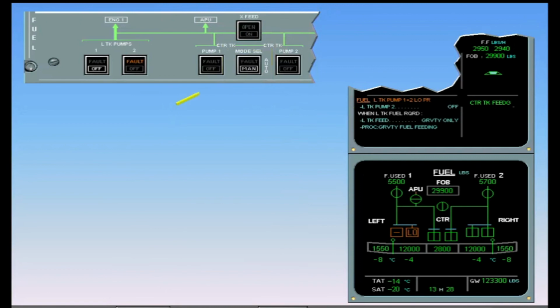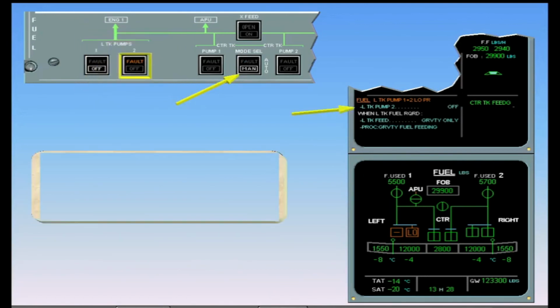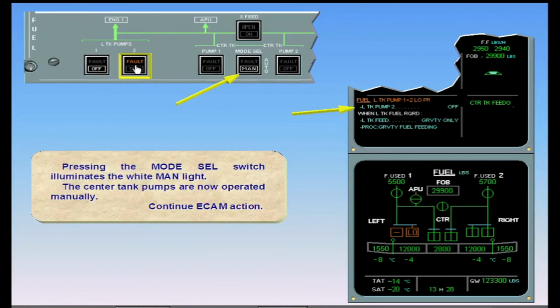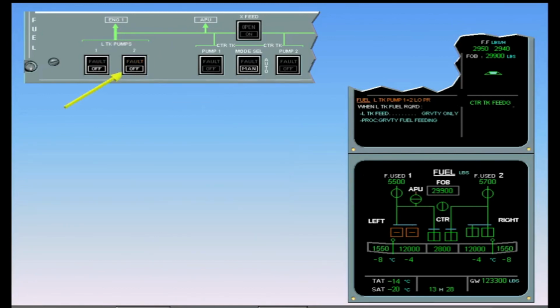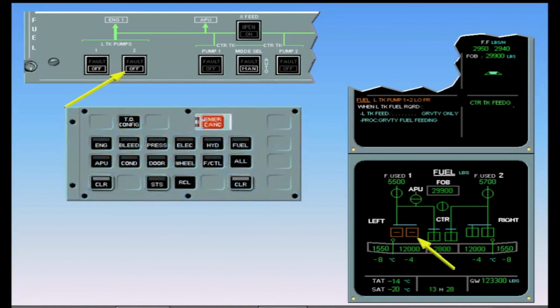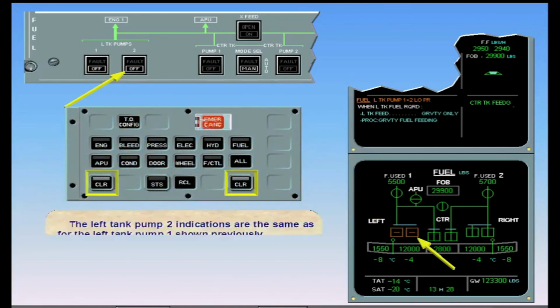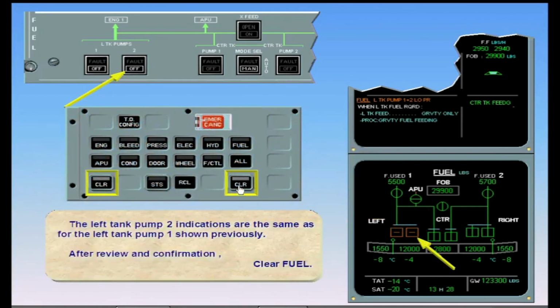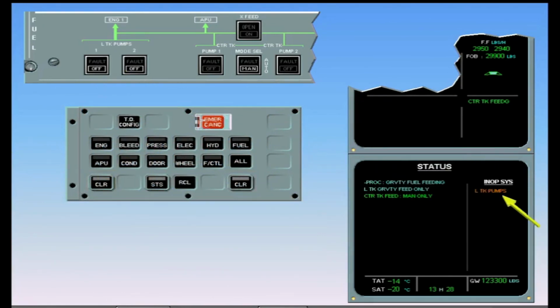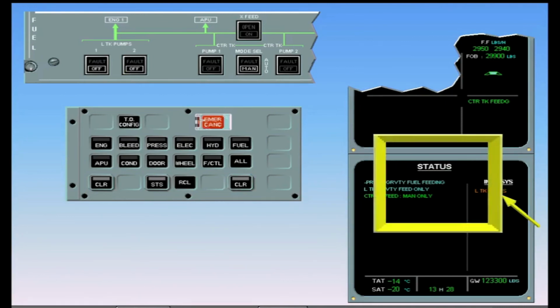Pressing the Mode Select switch illuminates the white manual light. The center tank pumps are now operated manually. Continue ECAM action. The left tank pump 2 indications are the same as for the left tank pump 1 shown previously. After review and confirmation, clear fuel. Both left tank pumps are inoperative. This is indicated in amber. After review and confirmation, clear status.